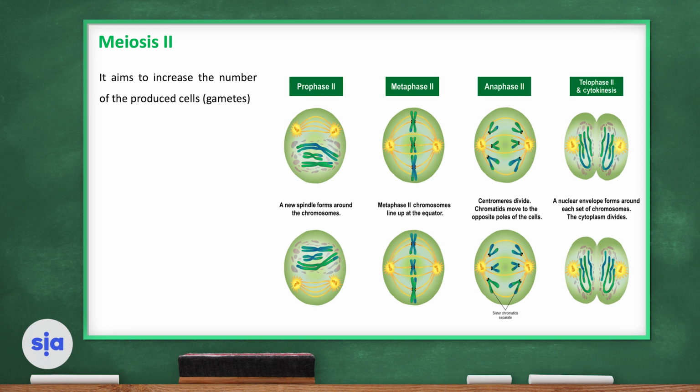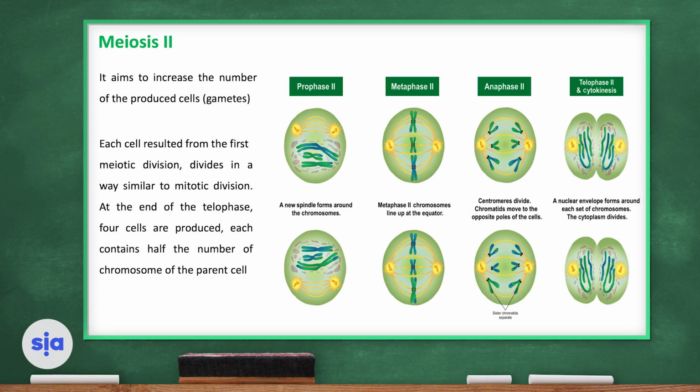It aims just to increase the number of the produced cells, gametes, and the division is in a way similar to mitotic division. I told you, if you can remember the steps of mitotic division or mitosis, it's the same as meiosis II. At the end of the telophase, 4 cells are produced, and each contains half the number of chromosomes of the parent cell.